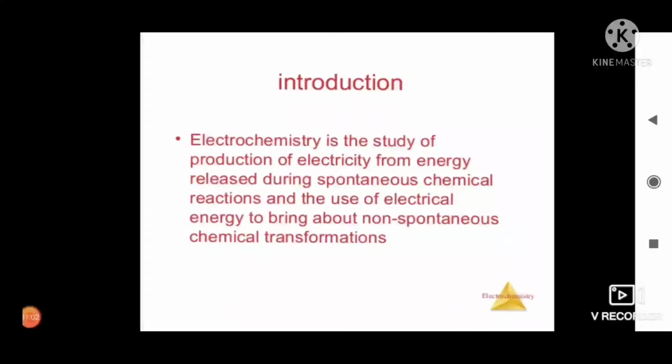Why are we studying electrochemistry? What is the importance of electrochemistry? Chemistry is important in both theoretical and practical consideration. The electrical energy and the chemical reaction are correlated. Both are redox reactions in nature.